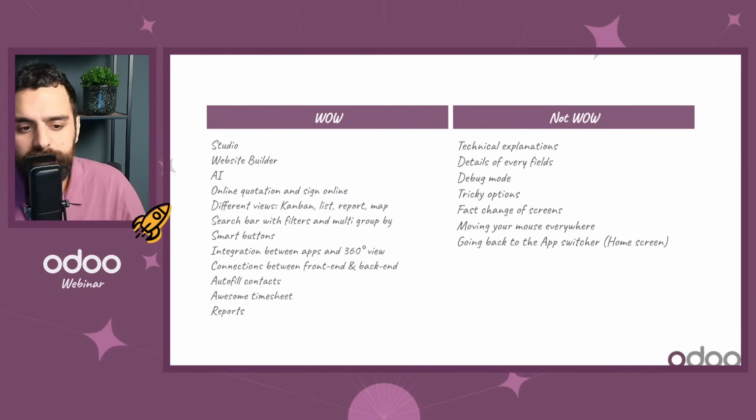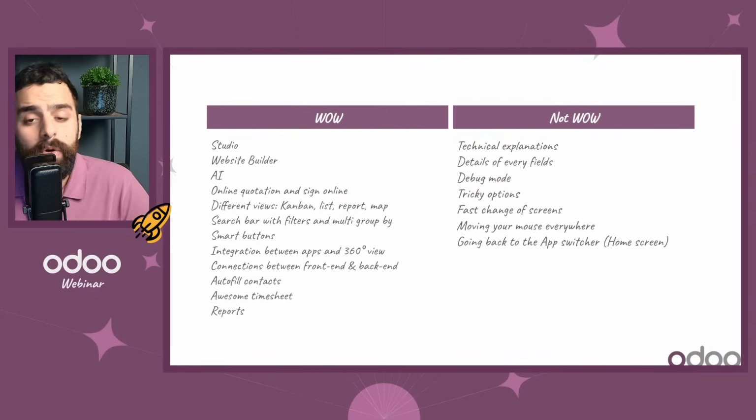Okay, the connection obviously between the front end and the back end. Autofilling the contacts, so if I create any lead in the CRM, I can have it in the contact. If I create any invoice, I can have the contact automatically created. Talking about the awesome timesheets, about how the timesheets work, how can I do everything from my mobile app, and how things work, and obviously impressing them with the reports.